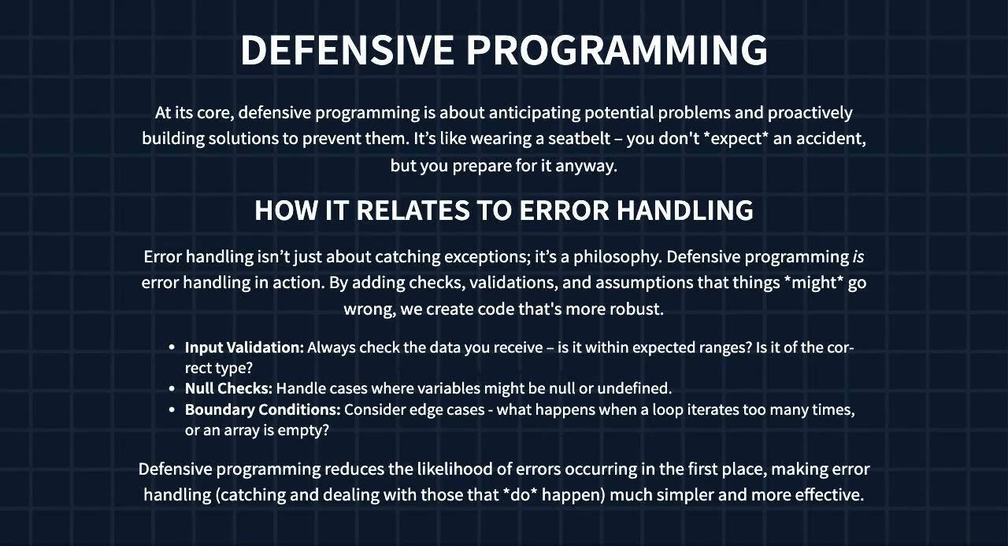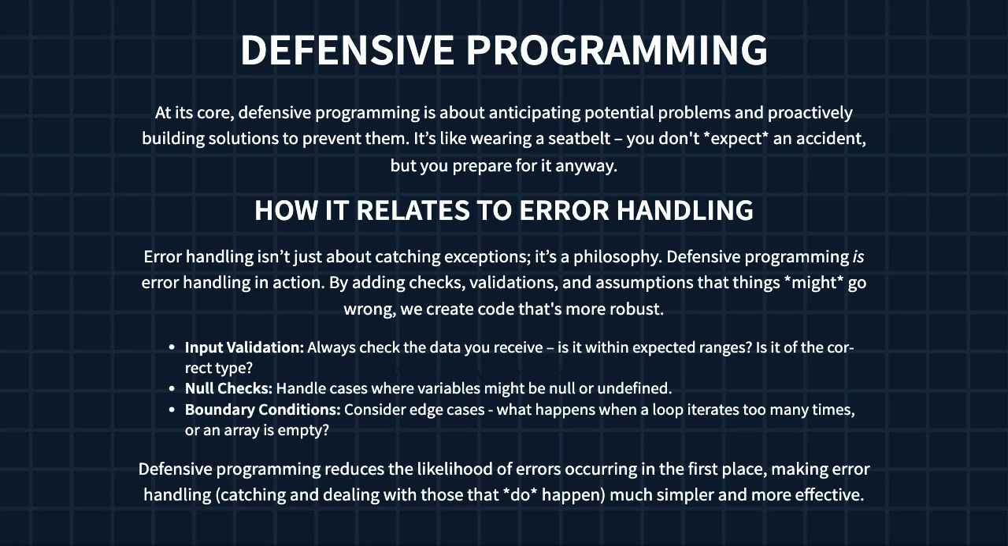Okay, let's talk about defensive programming. Think of it as a proactive approach to writing code. Instead of just reacting when something goes wrong, which is what traditional error handling often does, we build in safeguards before the problem can even arise. It's like anticipating potential hazards and taking steps to avoid them, just like wearing a seatbelt before driving.